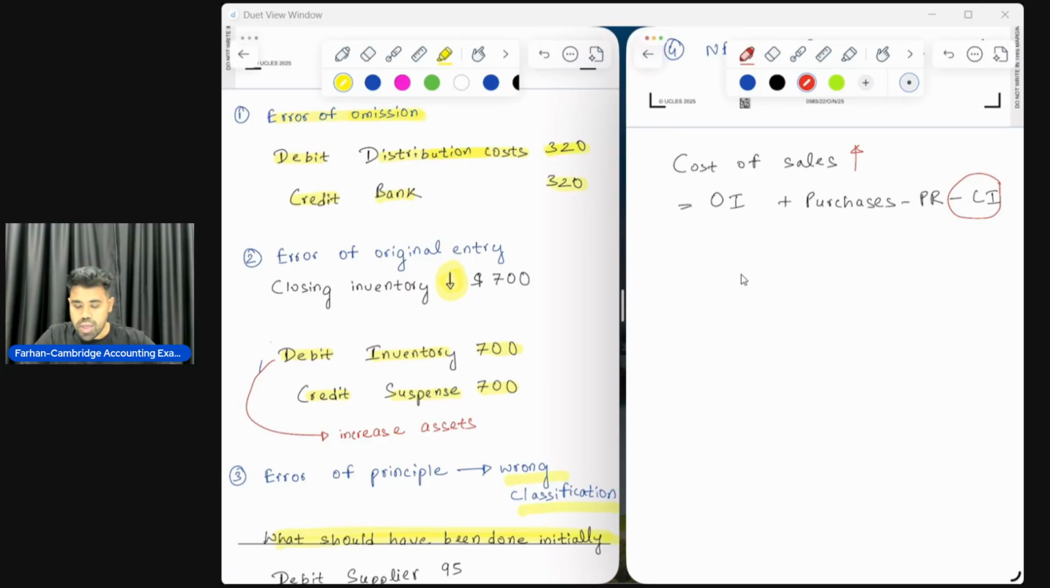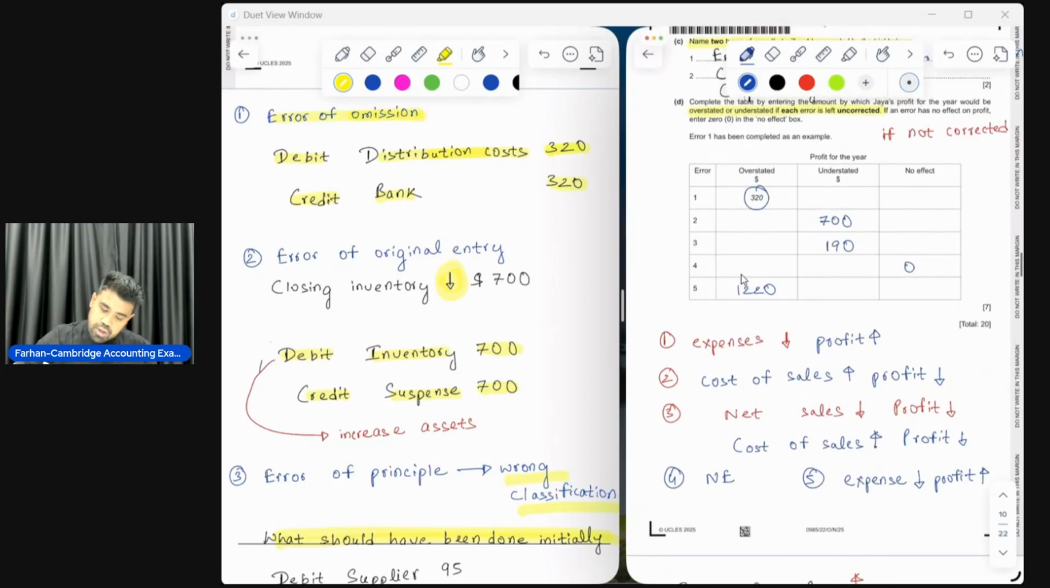Of course it would. So if cost of goods sold increases by $700, then gross profit must decrease by $700, because obviously our cost, which is an expense in itself, is increasing. So obviously our profits should take a hit. So if gross profit is decreasing, then our net profit must also decrease. So the effect of not correcting error number 2, where the closing inventory was understated by $700, is such that the profit will be understated by $700. Does it make sense? Okay.